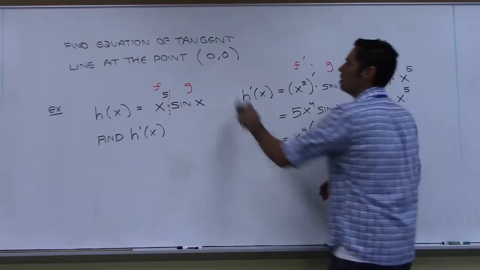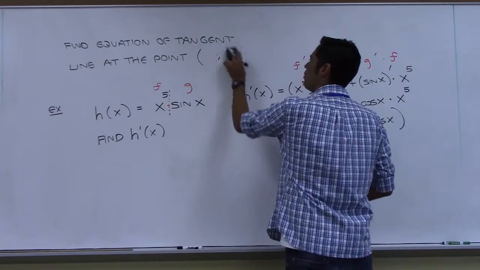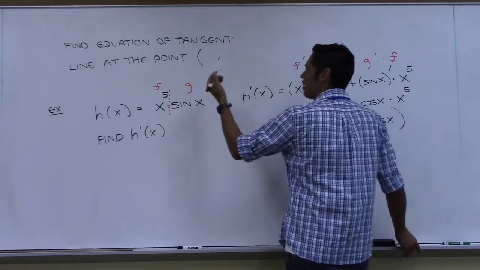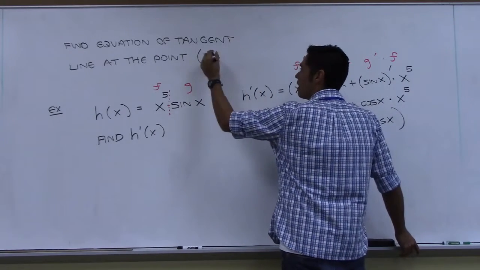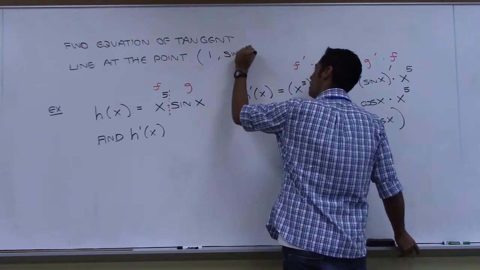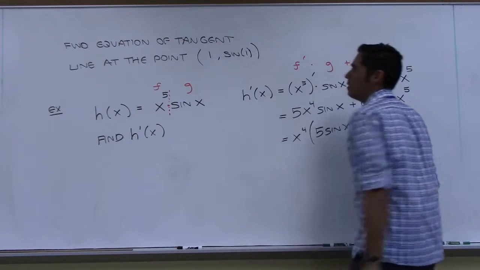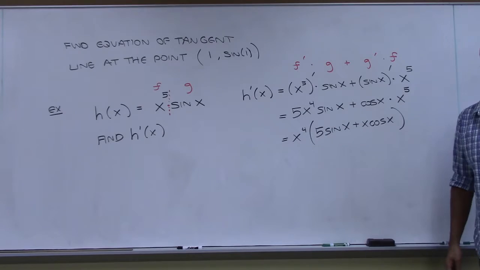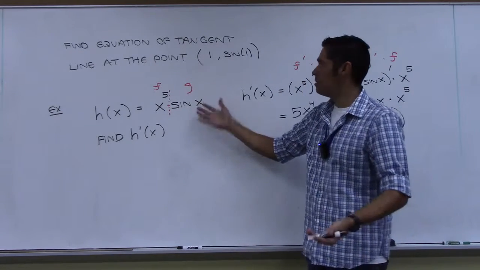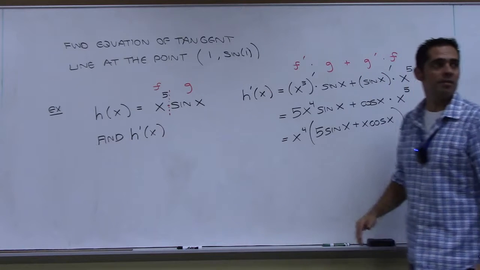But can I make it a little more interesting? All right, how about we just do the point, see, that's why they make these so special. How about just 1, sine of 1? And that's what I would get if I plugged in 1, right? I'd get 1 here, and then sine of 1 is sine of 1, and I don't know what sine of 1 is.